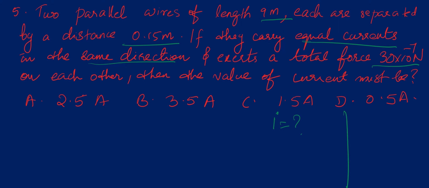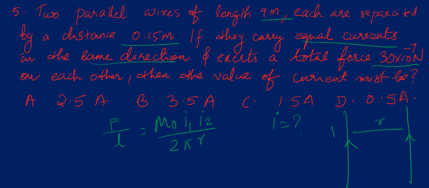We know that when there are two parallel conducting wires separated by a distance r, then the force per unit length between them is mu 0 I1 I2 divided by 2 pi r. Here both the currents are same, I only, and the direction of currents is same. So there will be a force of attraction between them.